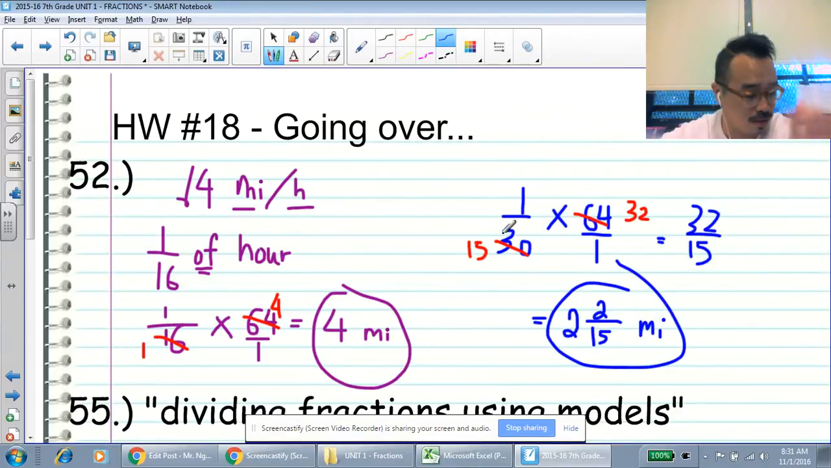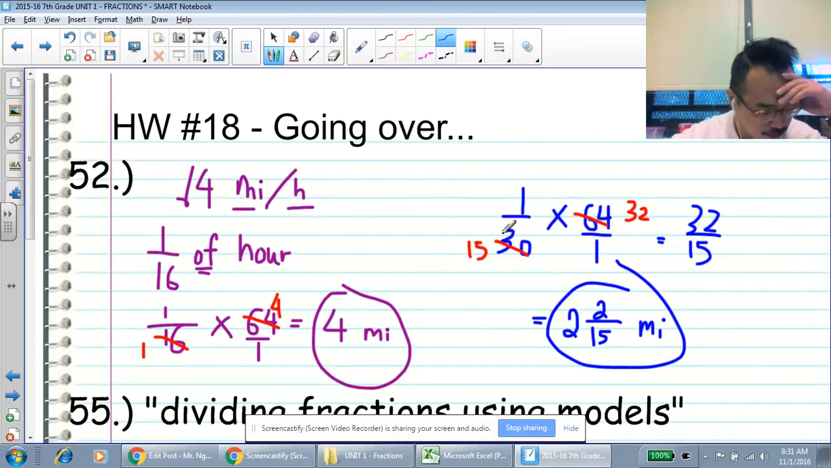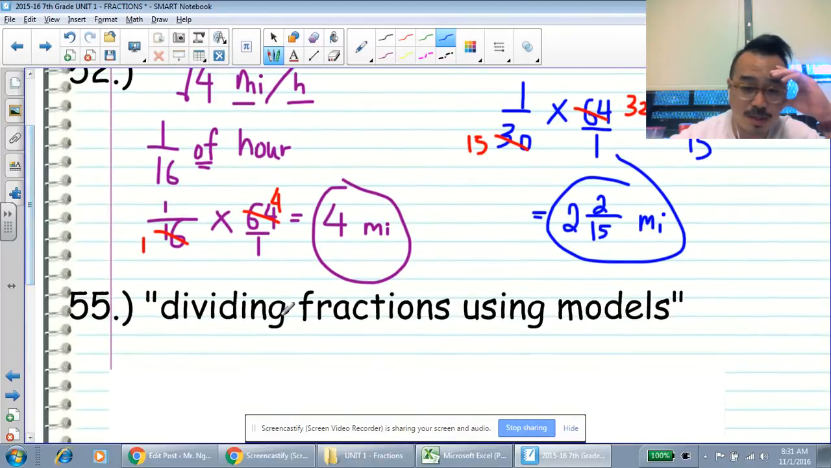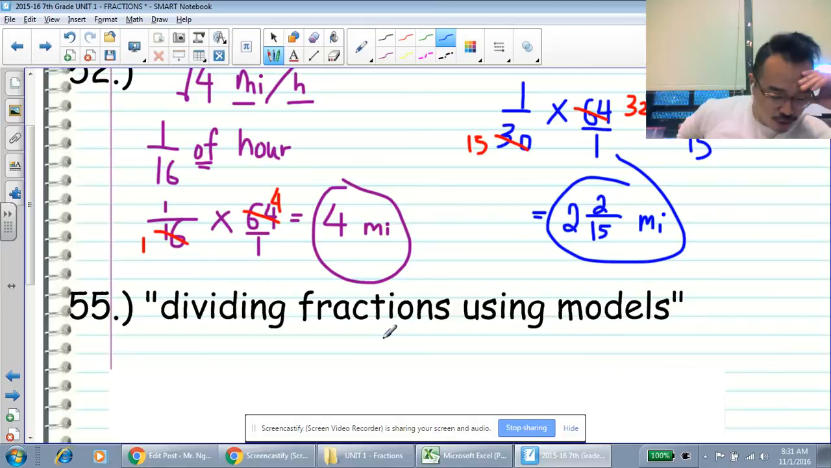So let me take a look at the rest of this. These are for 54. Let's go over it while we have time. For 54, think about it. It says find each quotient, and you have 1/2 divided by numbers that are getting bigger and bigger: 2, 3, 4, 5. Explain what happens to the quotient as the divisor increases in value. So look at your answers.